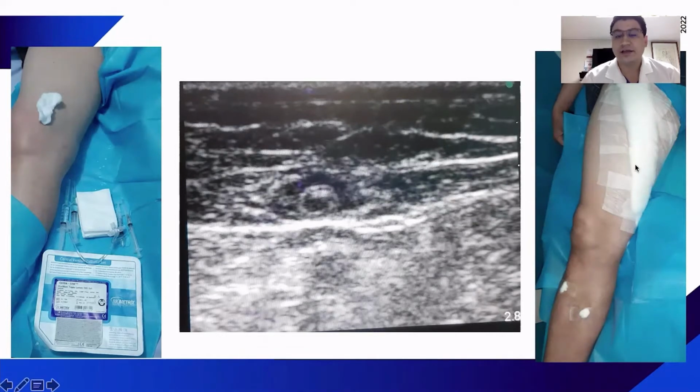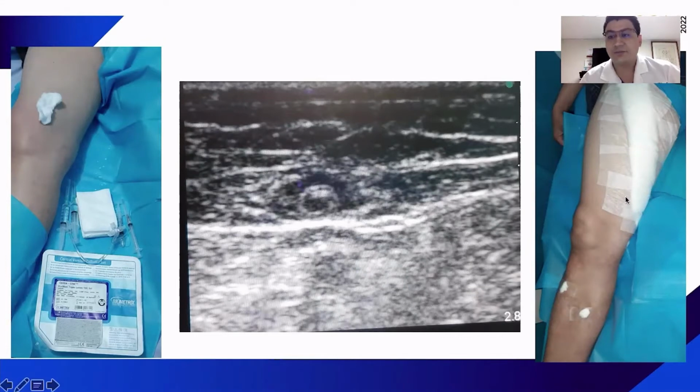As long as we are injecting polidocanol foam, we normally use 3% polidocanol foam, 0.1 milliliter of foam for every 1 millimeter of vein. Since we normally treat between 20 and 30 centimeters of vein, we normally use 2 to 3 cc of polidocanol 3% foam to treat all the vein in the muscle.